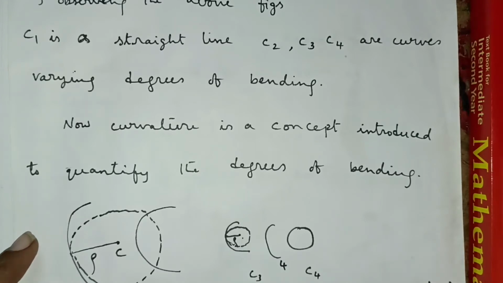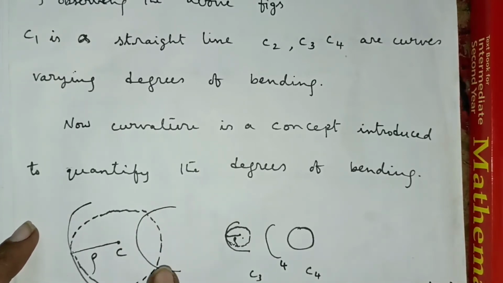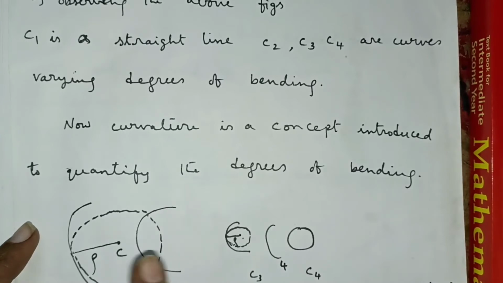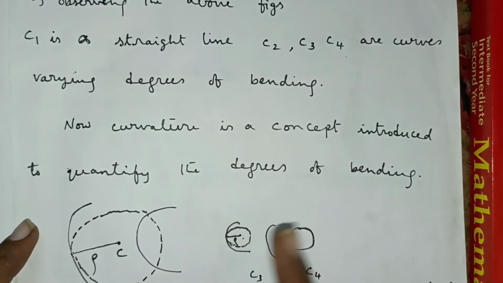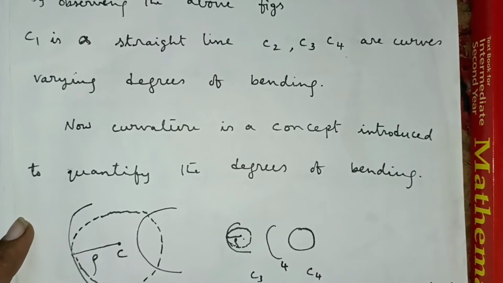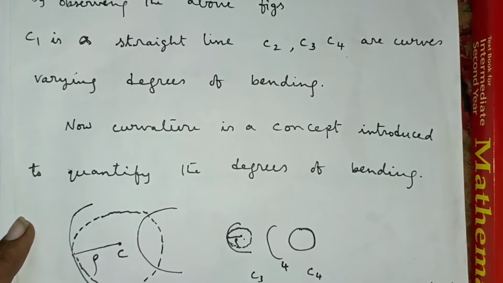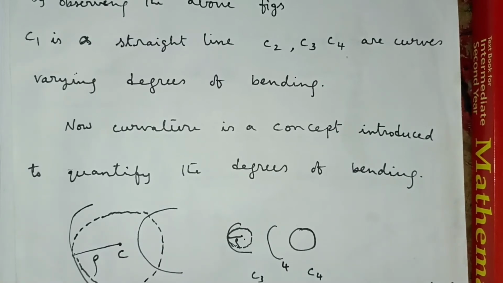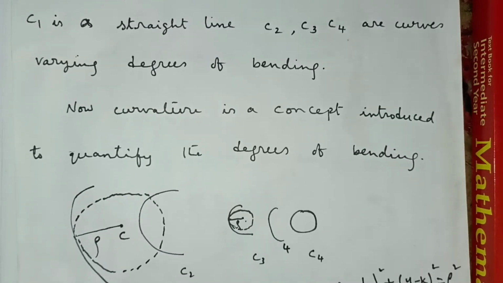Always remember, C2 has more degrees of bending than C1. C3 has more degrees of bending. That's why degrees of bending is nothing but curvature. C1 is less than C2, less than C3, less than C4. That means C1 has fewer degrees of bending than C2, and C2 has fewer degrees of bending than C3, like that. Curvature is degrees of bending.